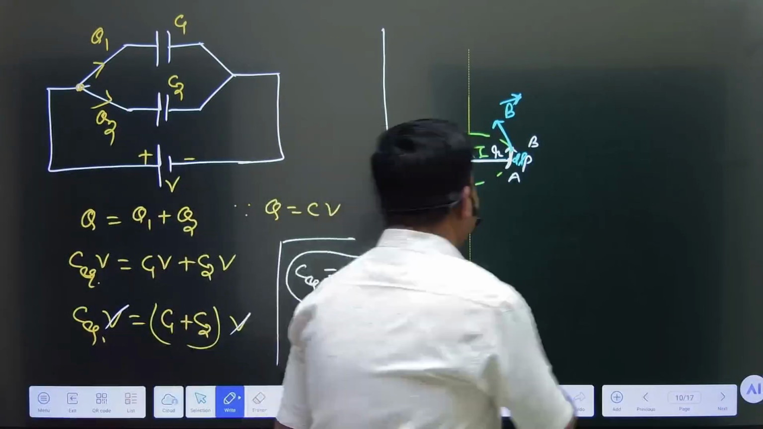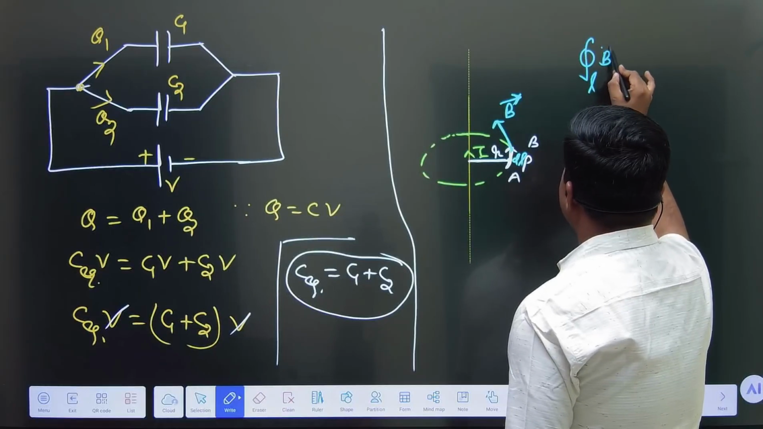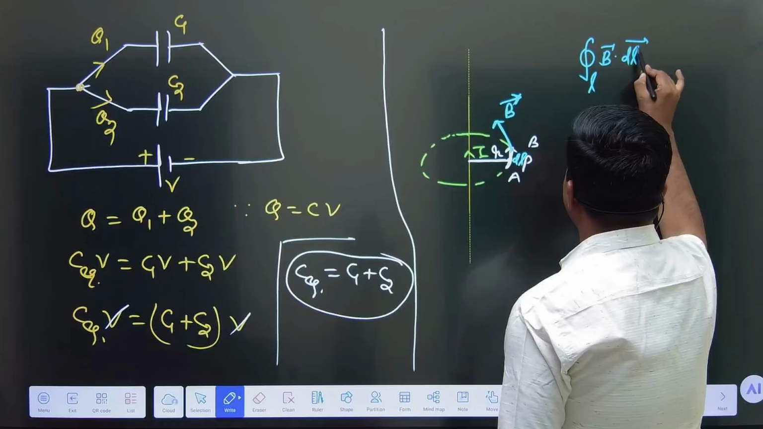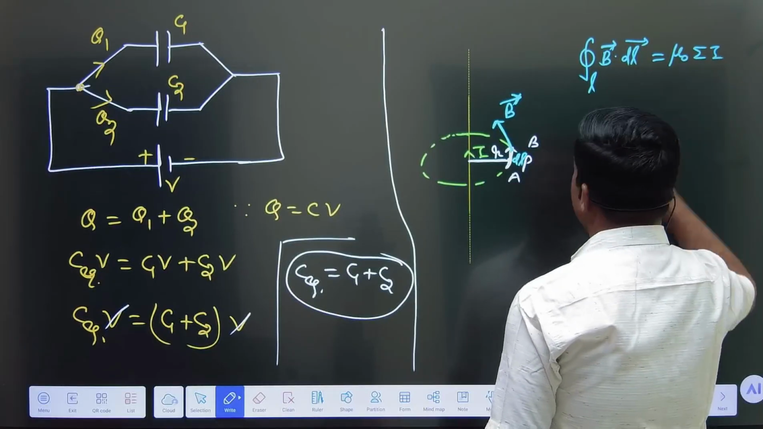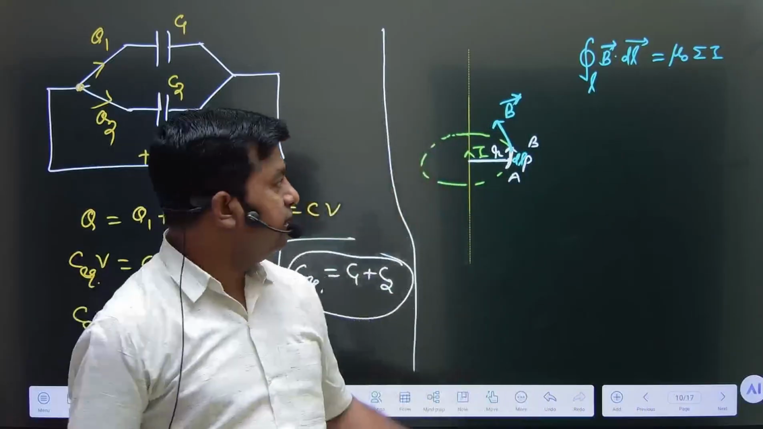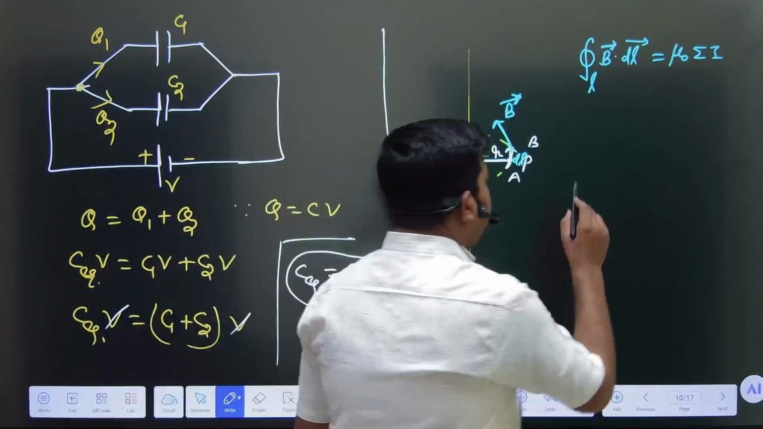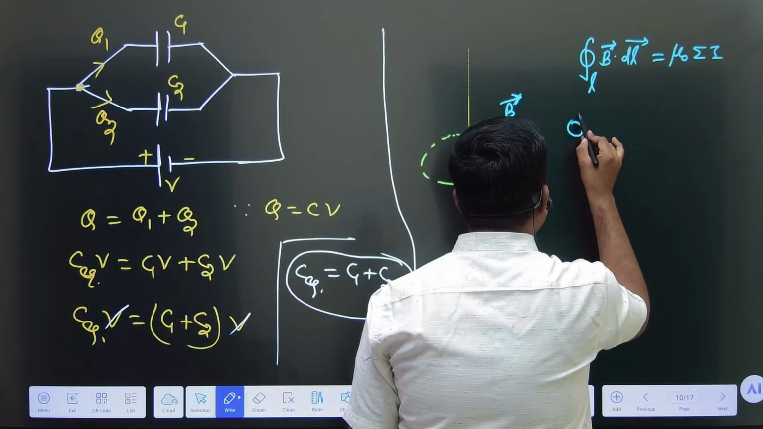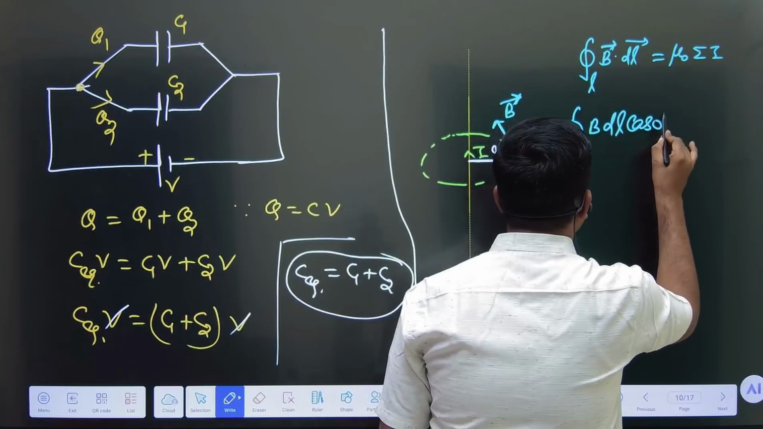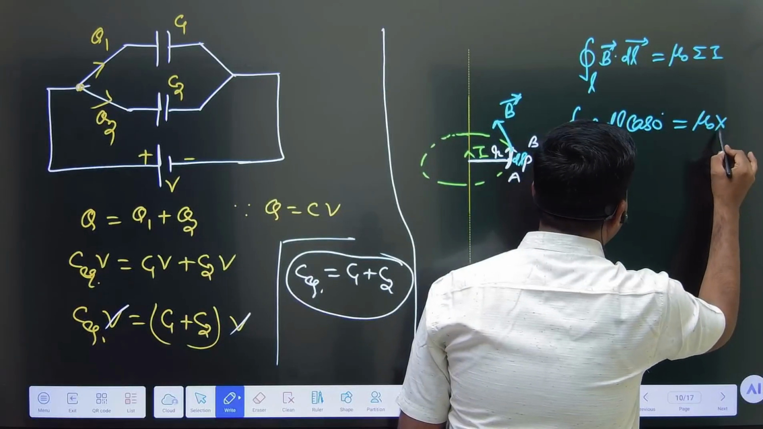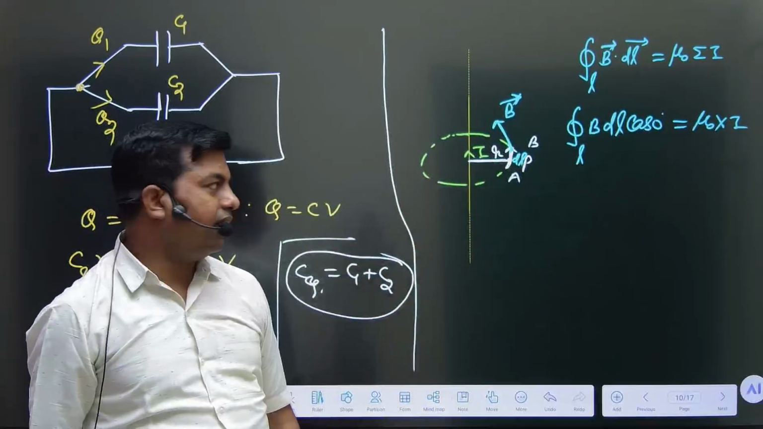Then we know that by Ampere circuital law, the line integral of magnetic field in a closed path is equal to mu naught times the summation of total current flowing in the closed loop. Clear to you? So here the small element and magnetic field are both in the same direction, so the angle is 0 degrees, and when we expand this dot product we get cos theta. So it is B dl cos 0 is equal to mu naught sigma I, the current enclosed by the closed Amperian loop. So the current enclosed is I.